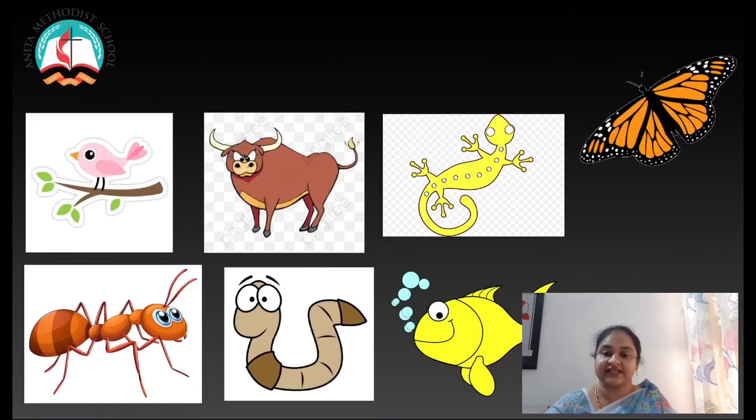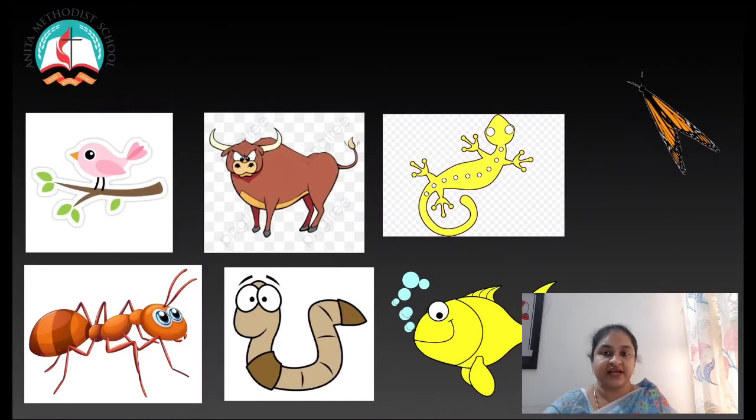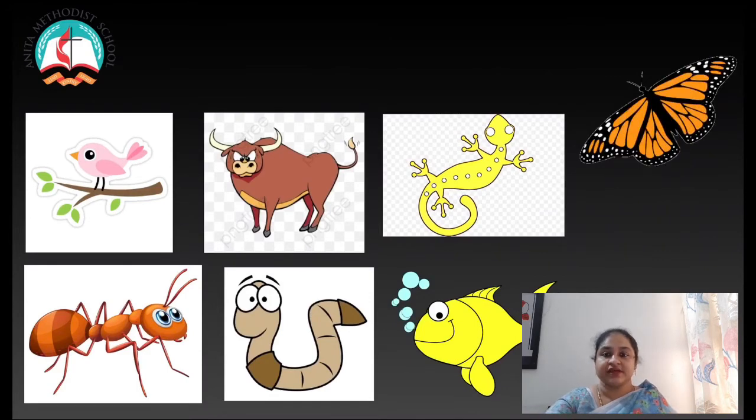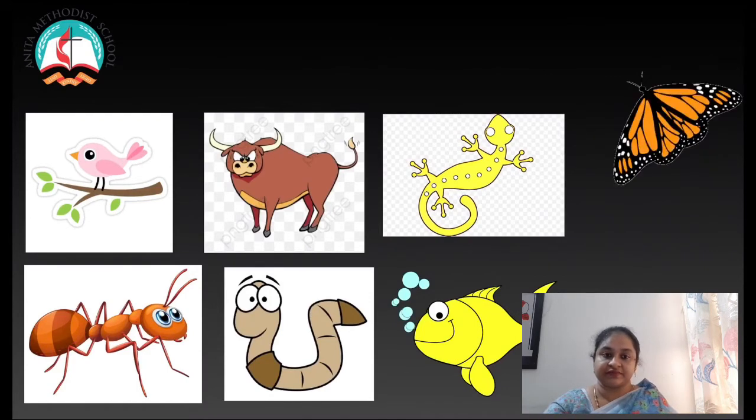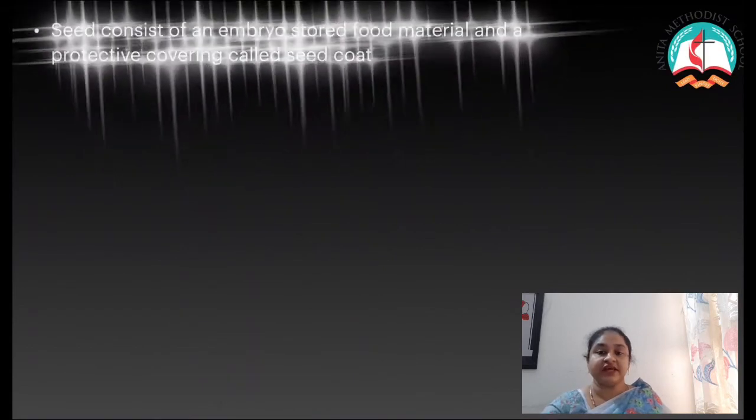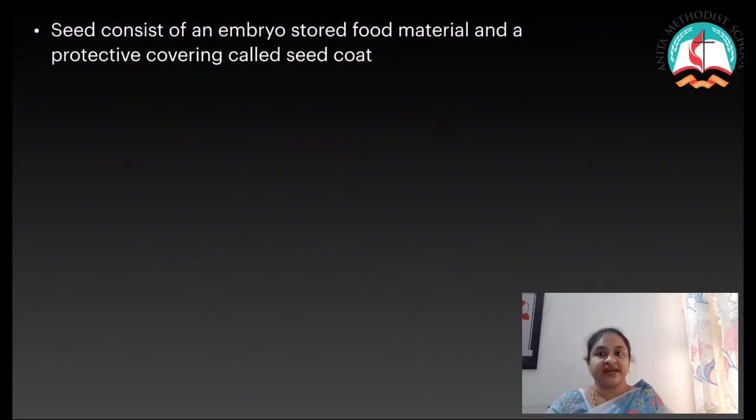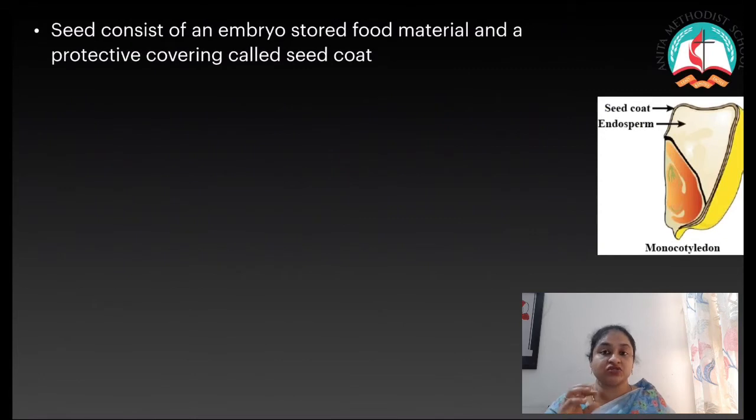So they attract the birds and animals so that they will disperse the seeds. If you look at the seed, it consists of an embryo, and then it also has stored food material in it, and then it is covered by the seed coat. The seeds, though they are very small, are dormant future plants.